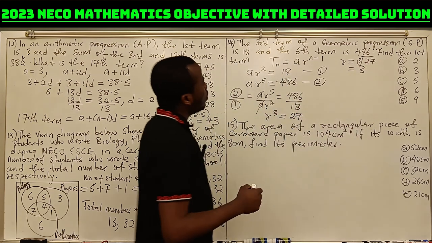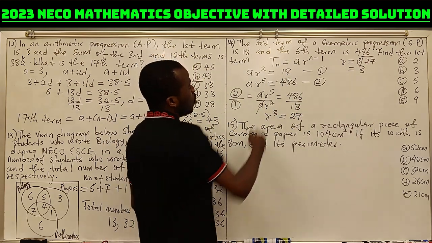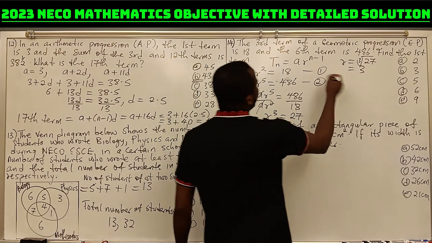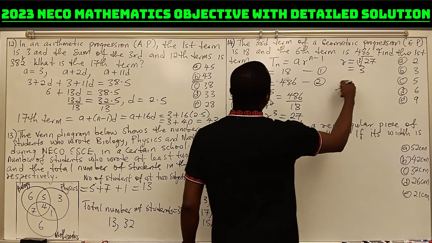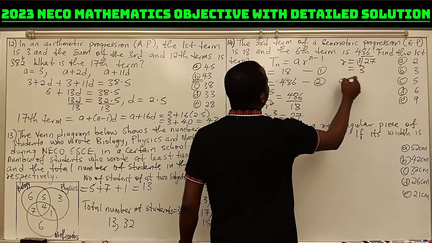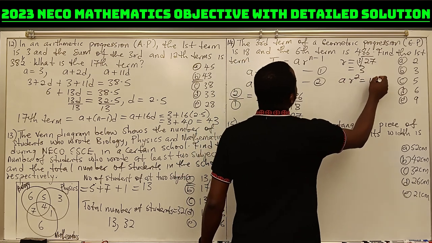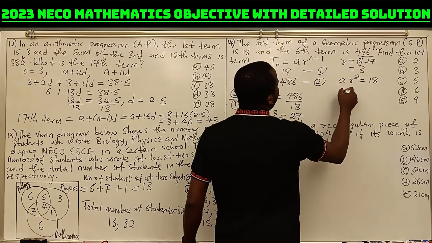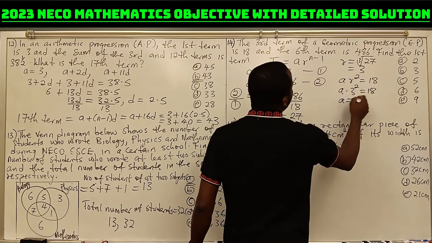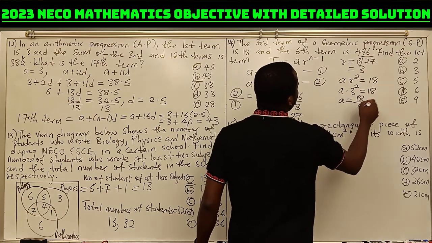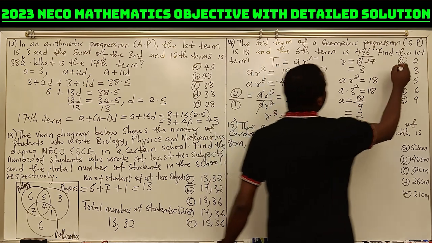Now, the question is, what is the first term? So we can use any of the equations to find the first term. Since we have gotten what the ratio is, from a r square equals 18, r is 3, so a times 3 square equals 18, so that a will be 18 over 9, a will be 2, which is A.